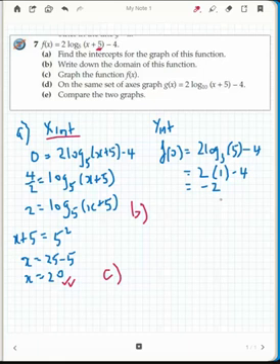Part B says write down the domain. Part C says graph the function. I might graph the function.